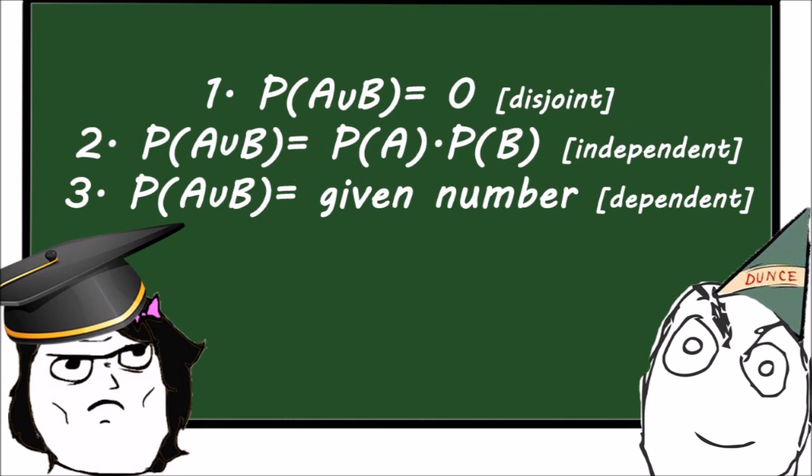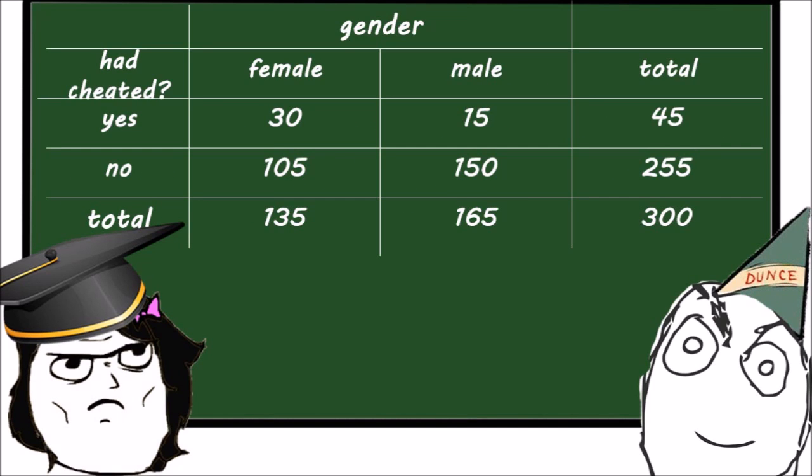Hold up. So you're saying that the probability of two events happening simultaneously always equals the product of the events' probabilities? Nope. The chance of two events happening at the same time will equal 0 if those events are disjoint or mutually exclusive. Thank you, Captain Obvious. They can't occur together. The chance of them happening together is 0. Duh. Okay. Then it will equal the product of the two events' probabilities only if they are independent of each other, and it will equal a given number if they are dependent on each other. And the given number is?